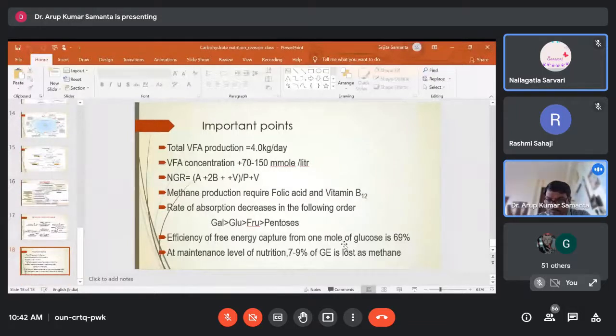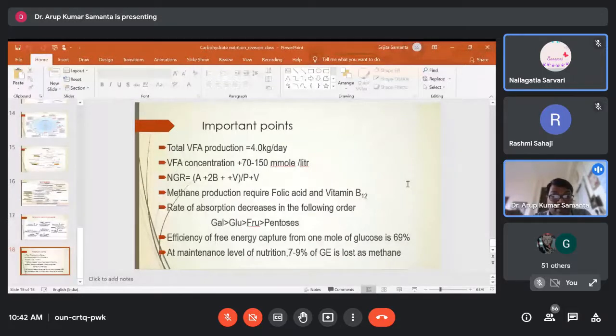What is the total quantity of volatile fatty acid production? It is 4 kg per day. And this is the non-glucogenic ratio. I'm not going to discuss these things. The non-glucogenic ratio is acetic acid plus butyrate plus valeric acid divided by propionic acid plus valeric acid. Questions are asked, what are the vitamins required for methane production? Methane production requires folic acid and vitamin B12.